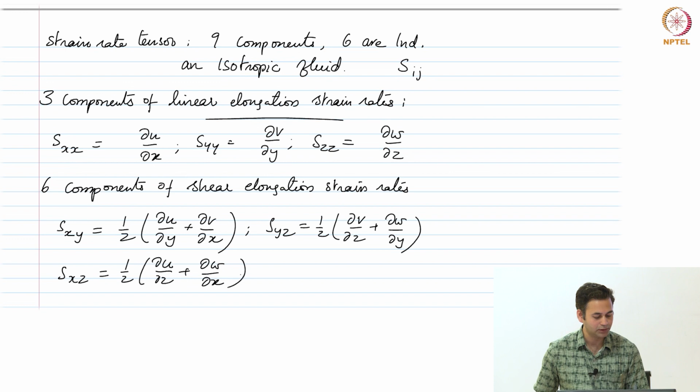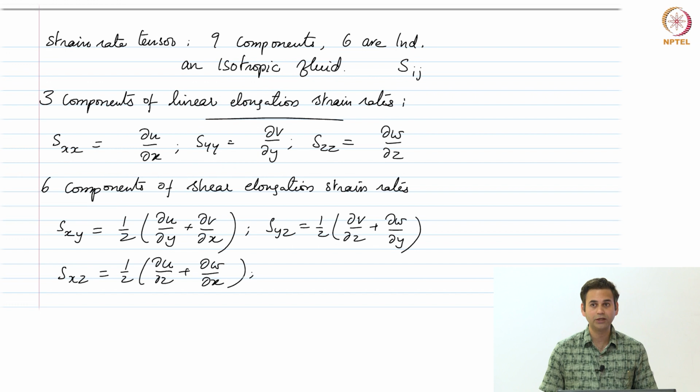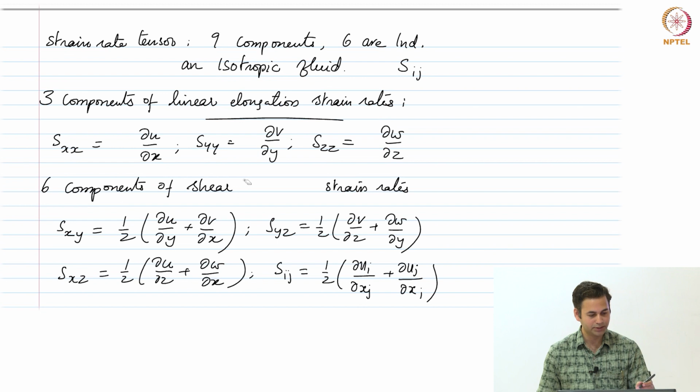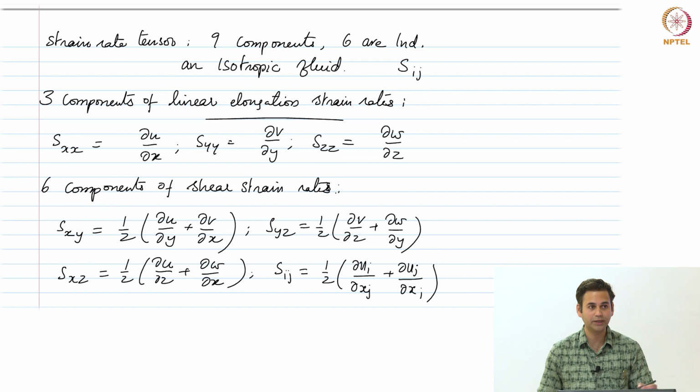Now, this looks like we can write in a convenient summation notation. A very simple formula that would be nothing but S sub ij would be equal to half of partial u i by partial x j plus partial u j by partial x i, right? That's all, where we plug in i and j as x, y, z each of them and get these 3 components of the linear deformation rates. And of course, I said 6 components of shear strain rates. I'm sorry, I think I wrote elongation earlier. There is no elongation, it's just shear strain rates, right? So what about the other 3? They are the same as this, right? Because of the isotropy. Fine.